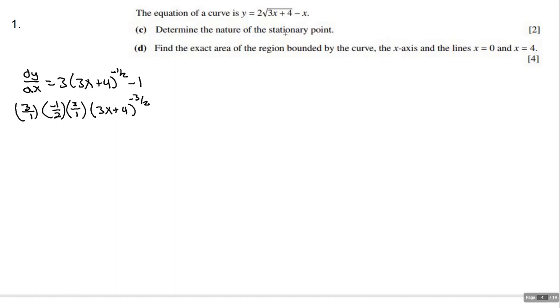Because I happen to have room. Now, the derivative of negative 1. Keep in mind, the derivative of a constant is always 0. So I'm going to put plus 0, but it doesn't make a difference. Okay? So anyway, 3 times 3 is 9. 9 times negative 1/2 is negative 4.5. So I got negative 4.5 times 3x plus 4 to the negative 3 halves.